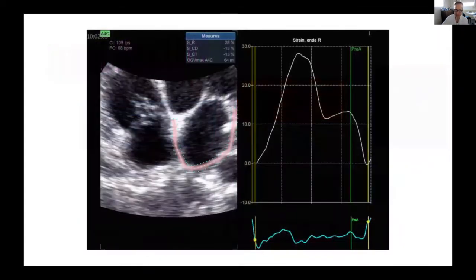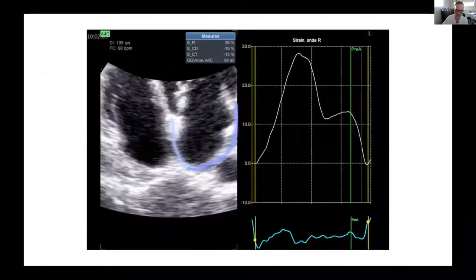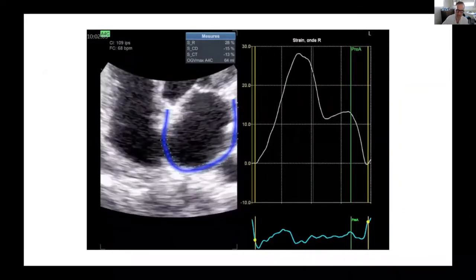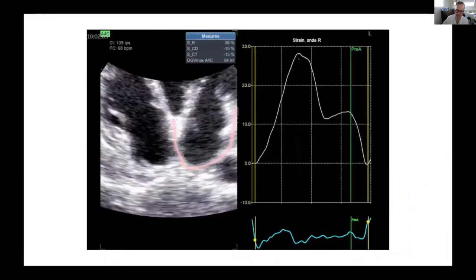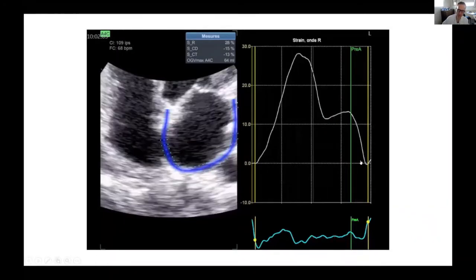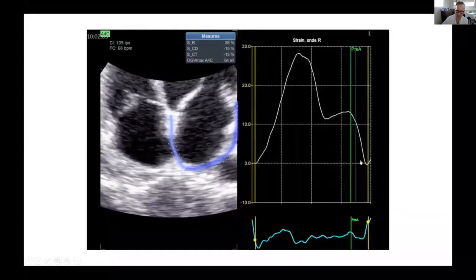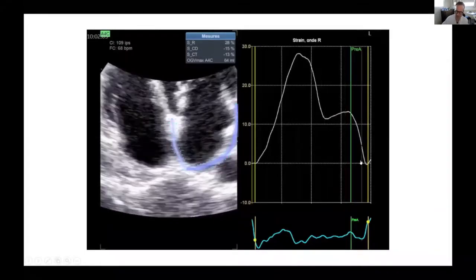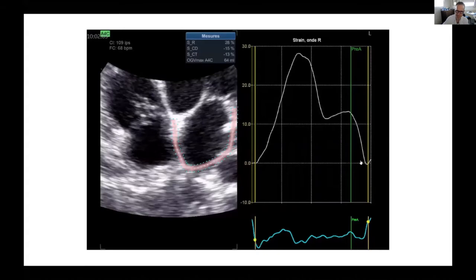This is an assessment of the LA strain in apical 4-chamber view. So you see that I have an image dedicated to the assessment of the LA, and you easily see the LA reservoir function during LV systole, the LA conduit, and when you are back to zero, this is in relation with the LA booster pump function.